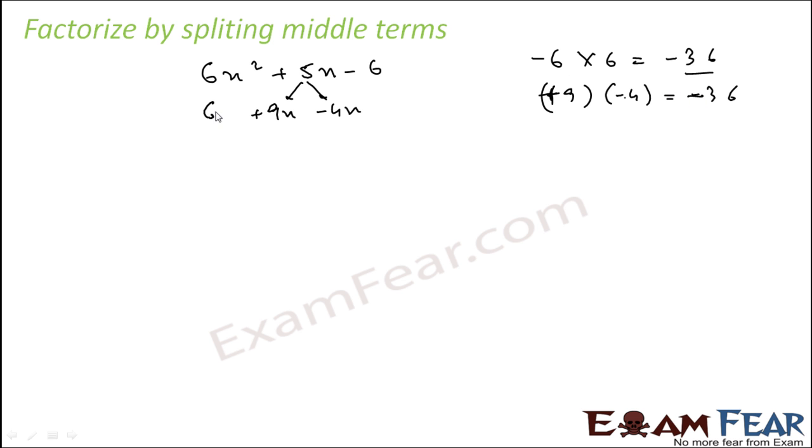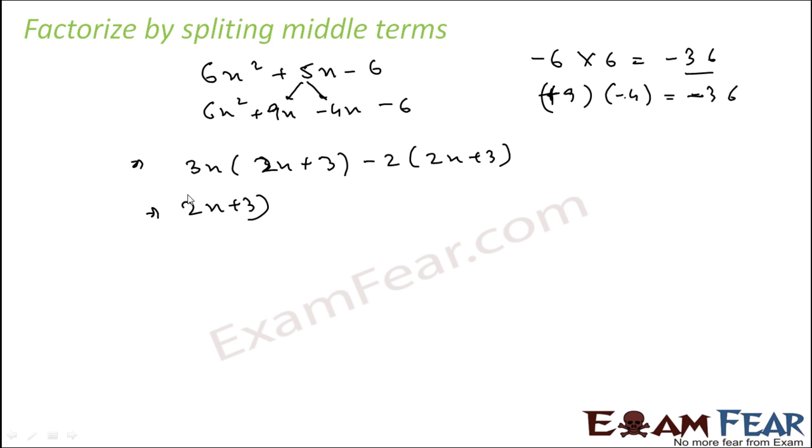So what I'll do is I'll complete this. So I'll convert this 5x into plus 9x minus 4x. So now what you get here, this part 3x common, 3x plus 2x plus 3, minus 2 common, 2x plus 3. So what you get is 2x plus 3 into 3x minus 2.